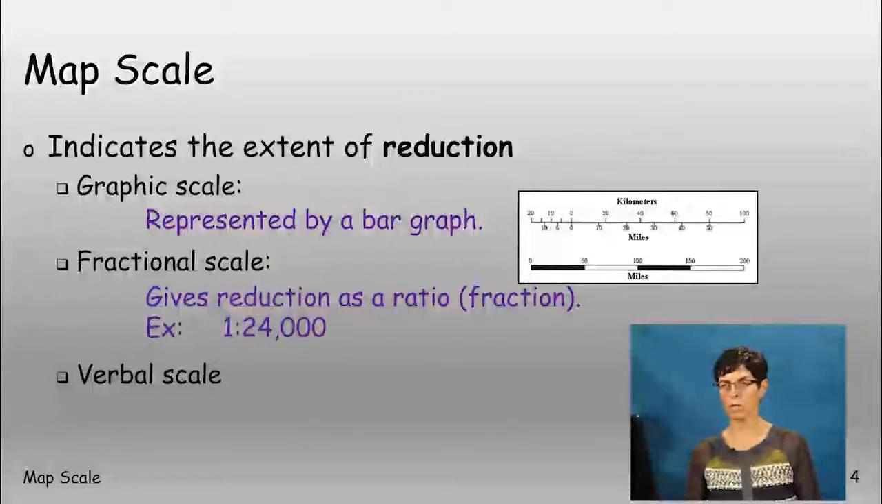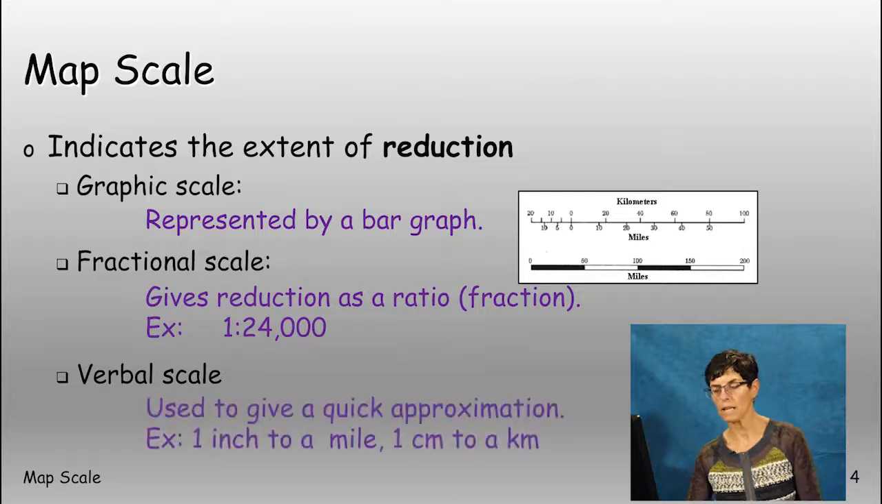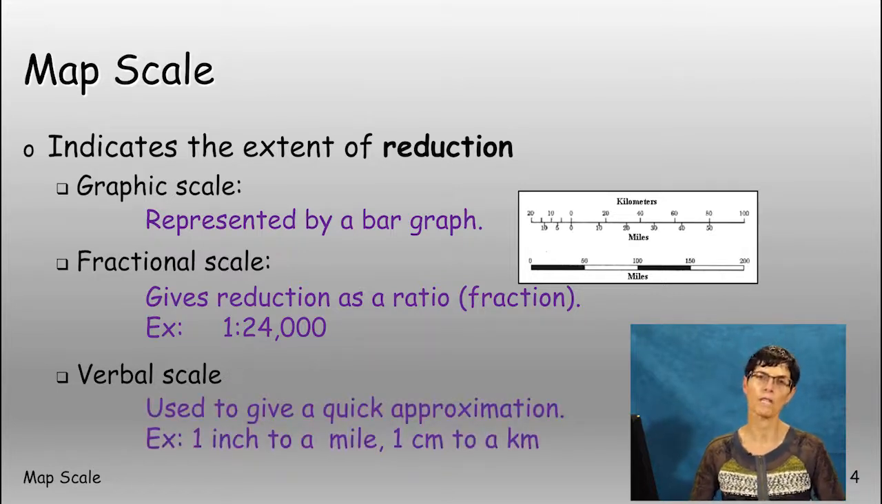It's always given with a number 1 on the numerator, and then another number on the denominator. The fraction is represented by a colon, with the number on top always 1, and then another number, usually much greater than 1, on the bottom. And then you have a verbal scale. An example of a verbal scale would be 1 inch to a mile, 1 centimeter to a kilometer, and so on.